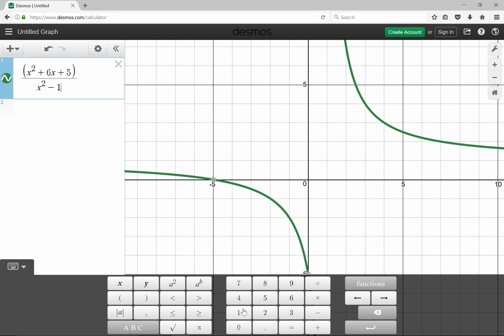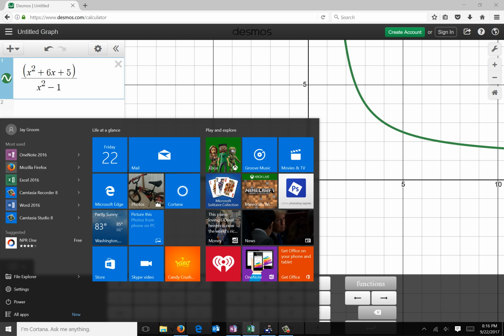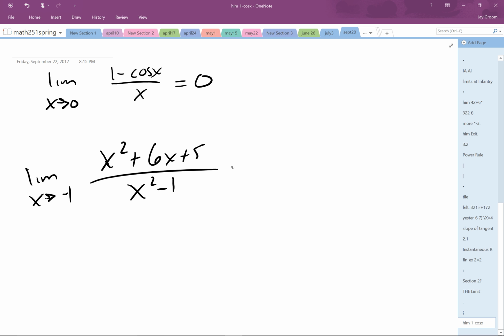Oh, shoot. Did I do that right? Oh, yeah, I did it right. Good for me. So here it is. I'm approaching -1, approaching -1, approaching -1, and oh, dear, it's undefined. But look at the y's. The y's are awfully close to what? 2. And so we'd say that the limit of this function is 2 as you approach -1.